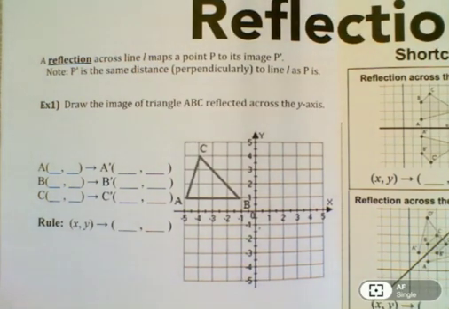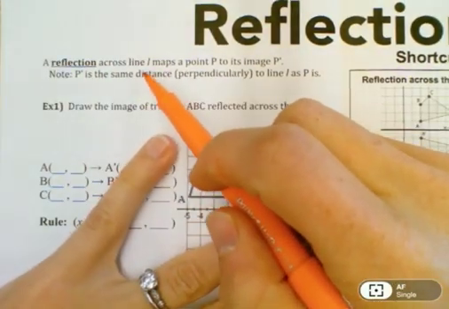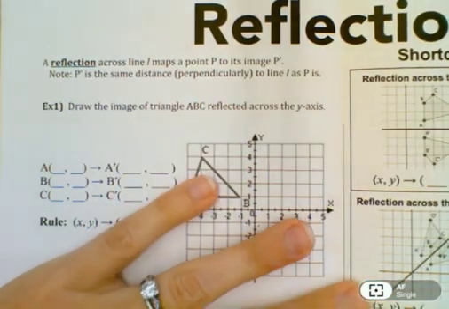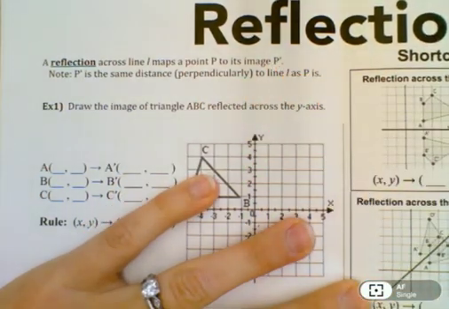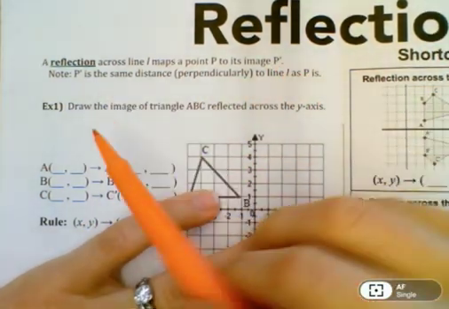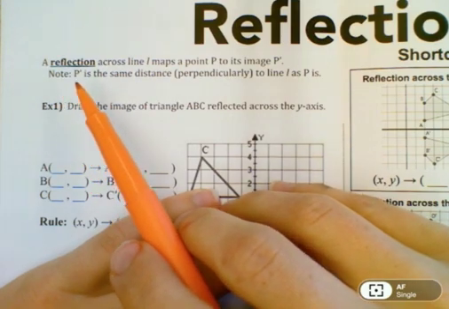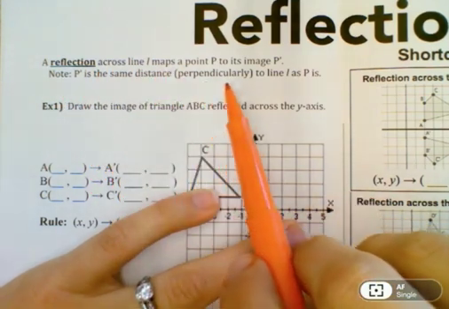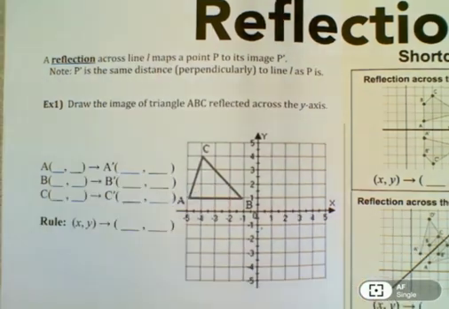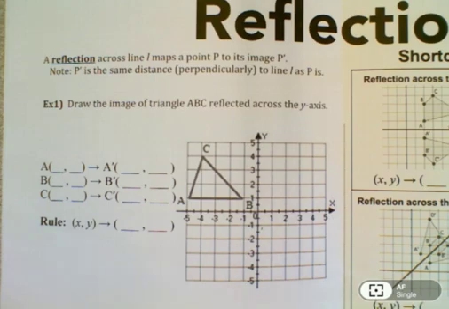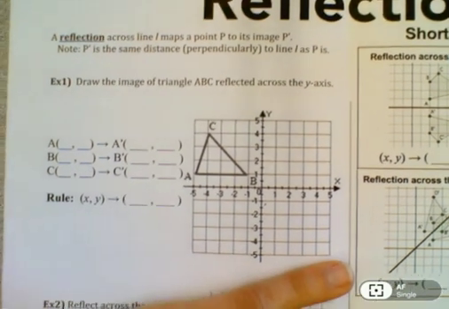It says, a reflection across line L maps a point P to its image P prime. And then it says, note, P prime is the same distance perpendicularly to line L as P is. And that definition is a little bit confusing, so we'll come back to it maybe at the end. But for now, if you think about reflecting in a mirror, I think you probably know what a reflection is and what it does. So we're just going to jump into some examples.